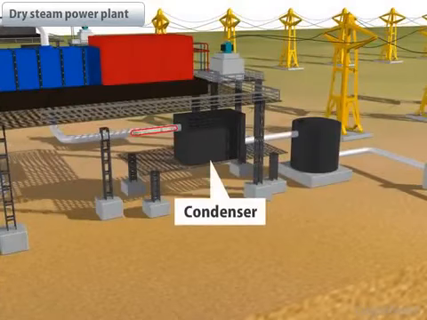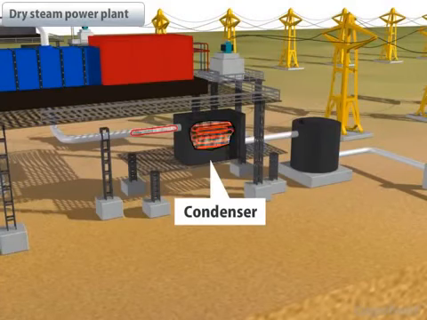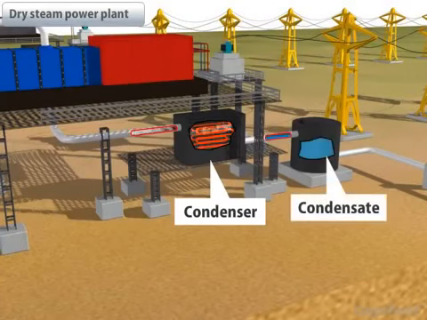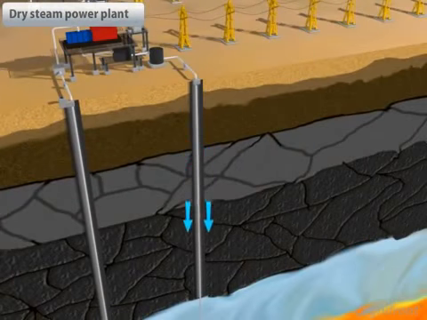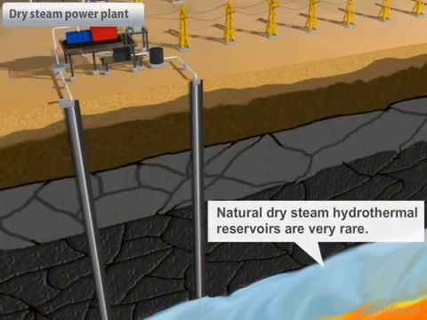After rotating the turbine, steam goes through the condenser where it is converted into water. This water is called as condensate, and it is injected back into the earth through the injection well. Natural dry steam hydrothermal reservoirs are very rare.